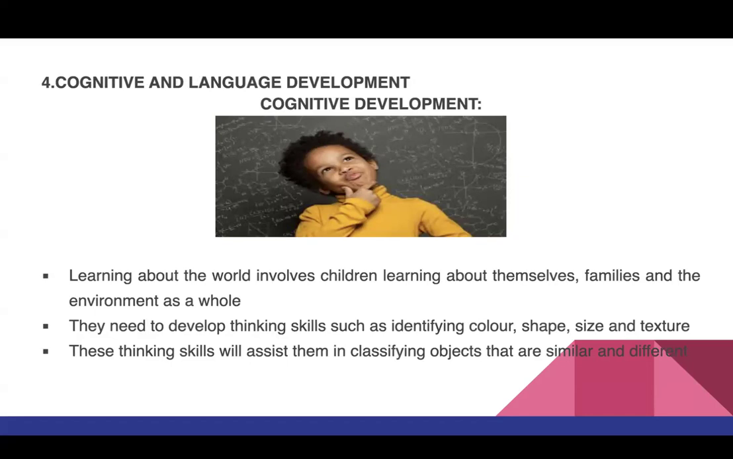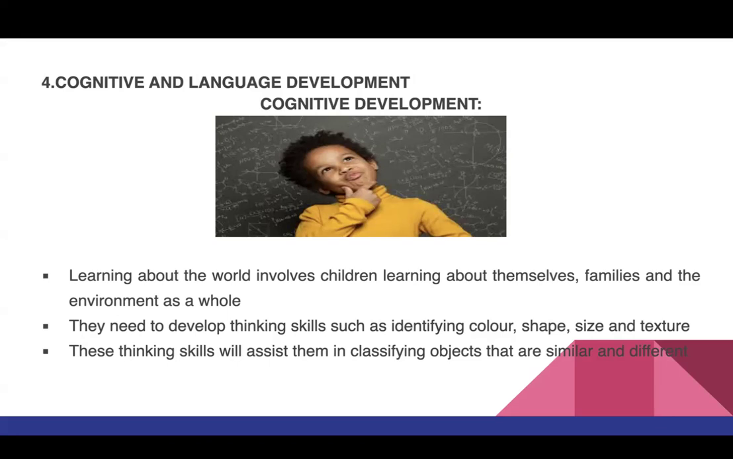All right, so number one, we understand that learning about the world involves a child learning about themselves, their families, and their environment. And when you look at any ECD curriculum, what do you have? Lesson 1, who am I? Quarter 1 or theme 1, who am I? Theme 2, my family. Theme 3, my community. This is the starting point of a child learning about the world.